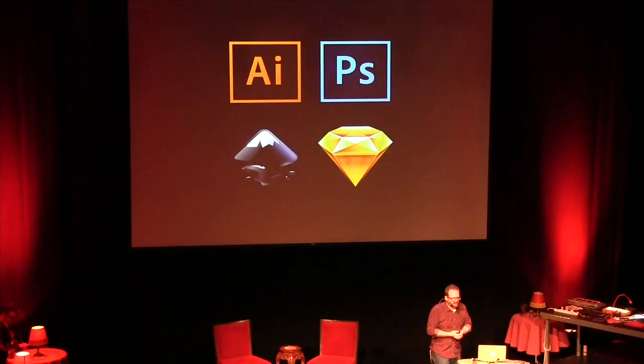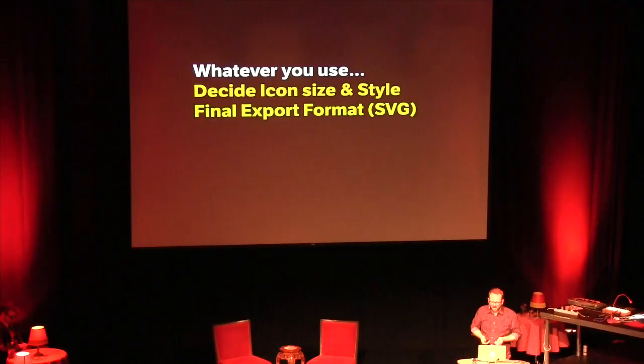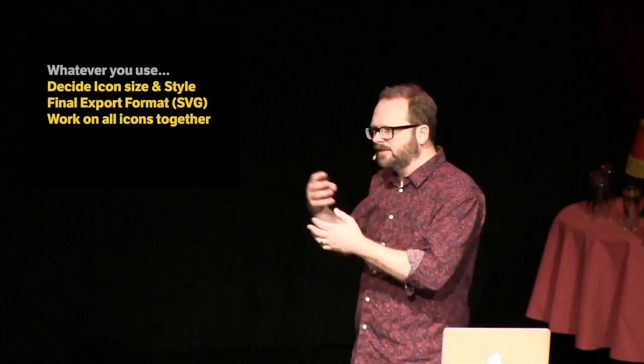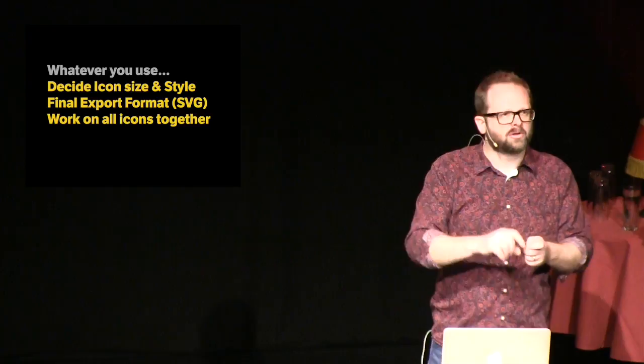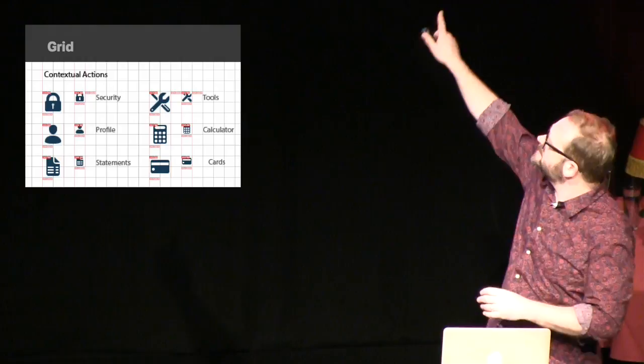But whatever you use, the important thing is you need to decide and make sure that you've got locked the icon size and style, the final export format, which has got to be SVG in our case. And the other thing is to work on all the icons together. You need to work on them to get them balanced correctly and get them all harmonious. So rather than having one icon per file, you need to have one big file with all the icons in it. And this is how I used to do it in Illustrator. You could do little slices of a big grid, and you could just export them all to SVG. And it was great. It was fine.